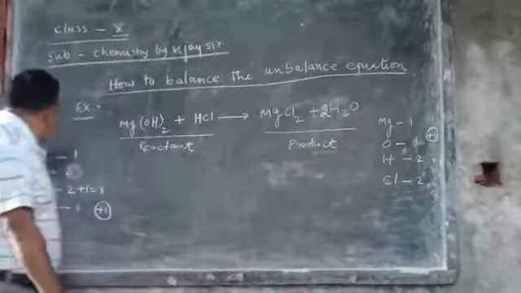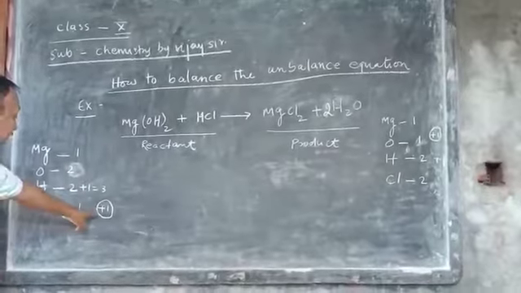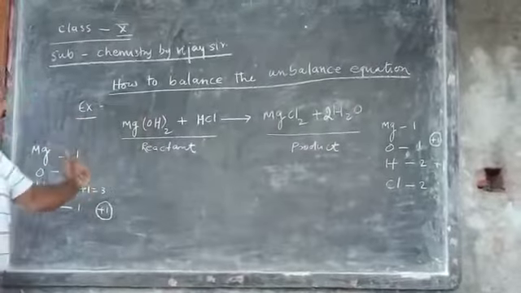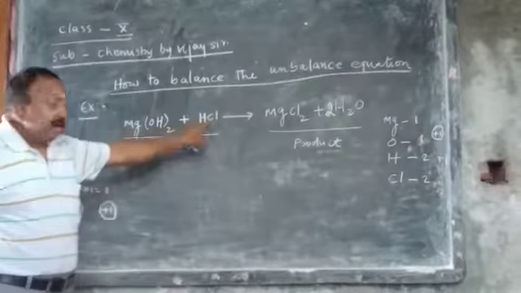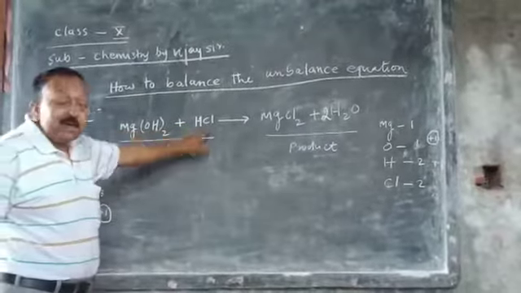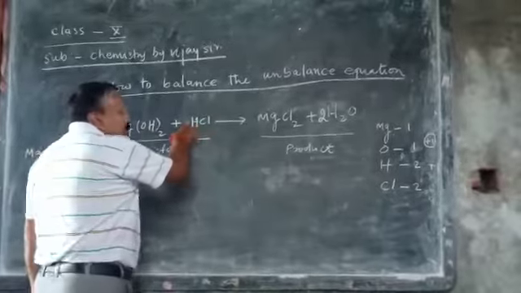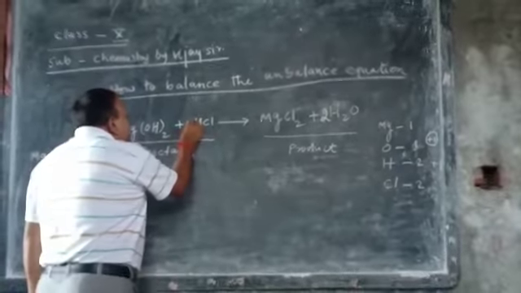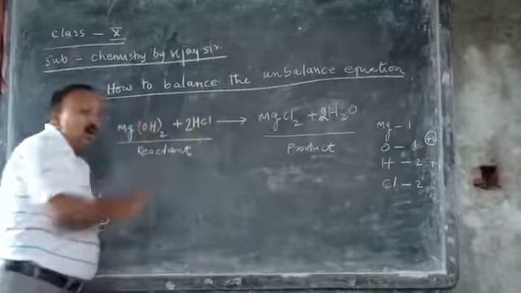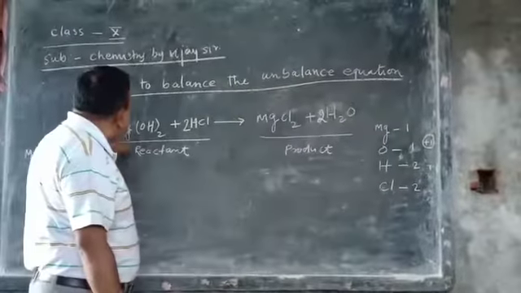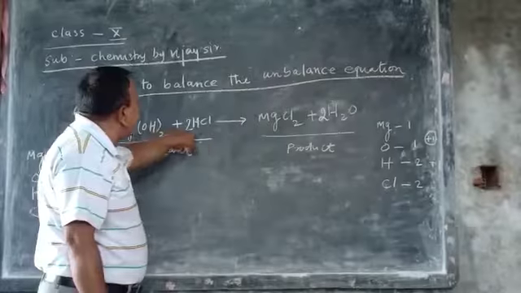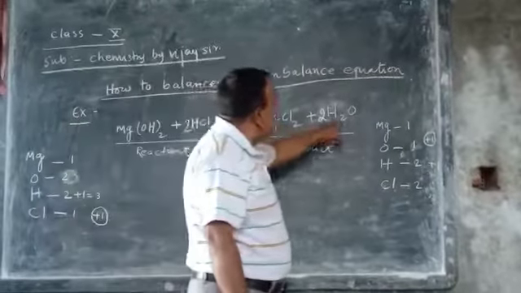But chlorine is less in the reactant. So 1 is added to the chlorine. The coefficient of HCl is 1, then 1 added, it becomes 2. That means the reaction is Mg(OH)2 plus 2HCl gives MgCl2 plus 2H2O.